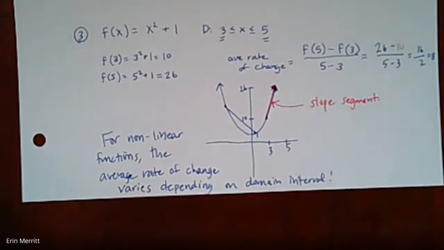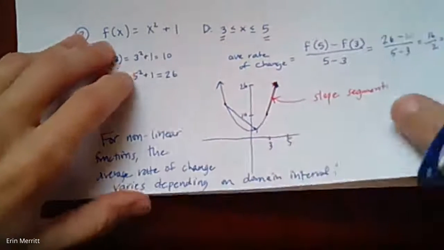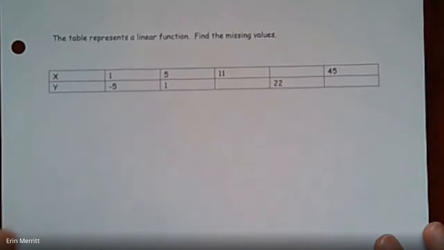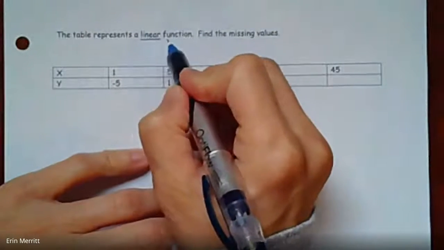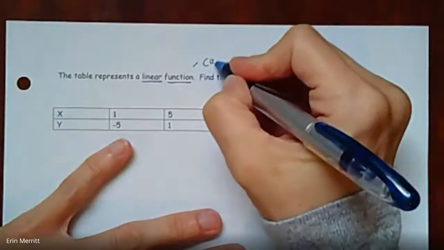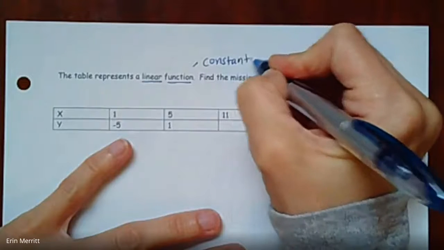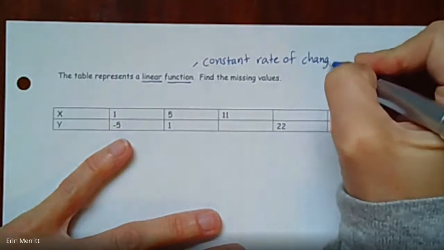All right. When you flip it on over, there's a question that's sort of set up for us. It's the only thing on that page. So when you flip on over to that next page here, it says the table represents a linear function. Find the missing values. So the fact that you're told right off the bat that it's a linear function, what that should mean to you at this point is that there is then going to be a constant rate of change or a constant slope.